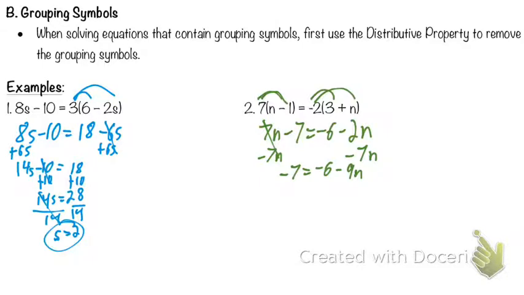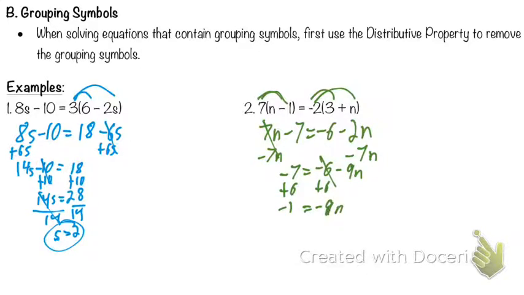Now, at this standpoint, even if this is not what you had on your paper, we can still solve this. What would I do now? I moved all my n's to the right. Where do I want to move my constants to, Emily? Add 6. I want to add 6 to move my constants to the left. So negative 7 plus 6 is a negative 1. There we go. Negative 1 equals negative 9n.